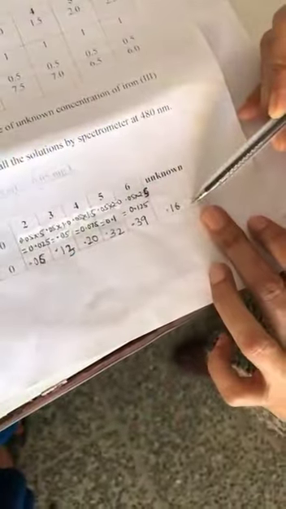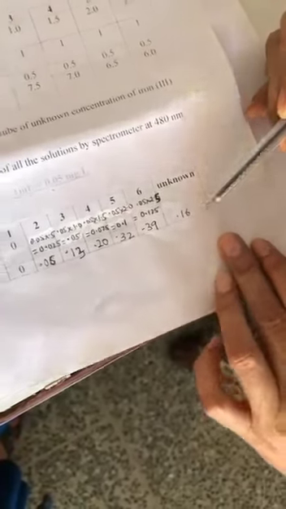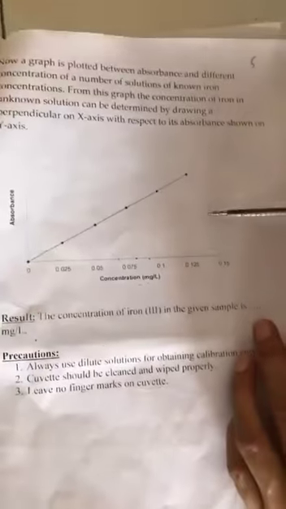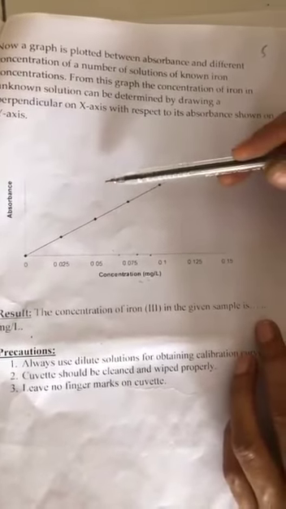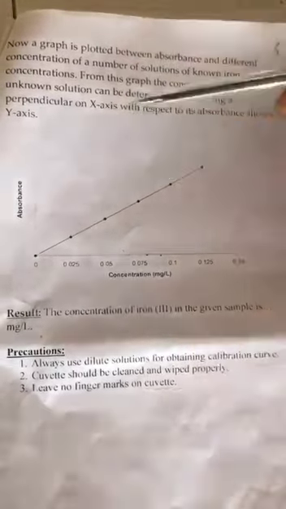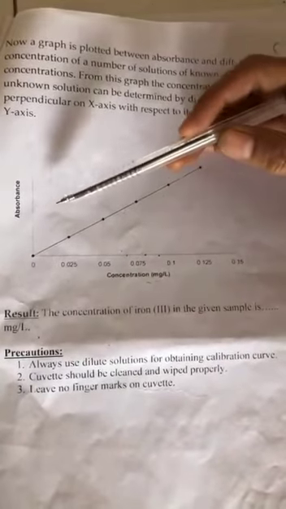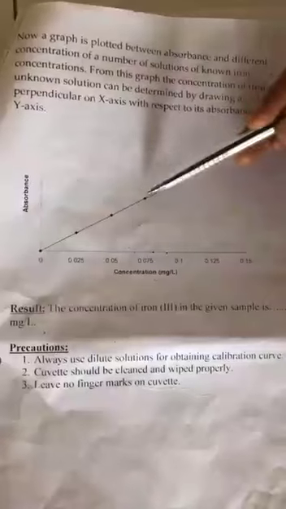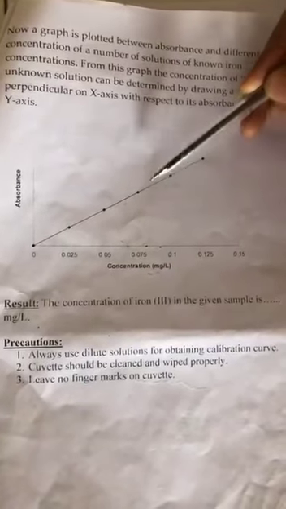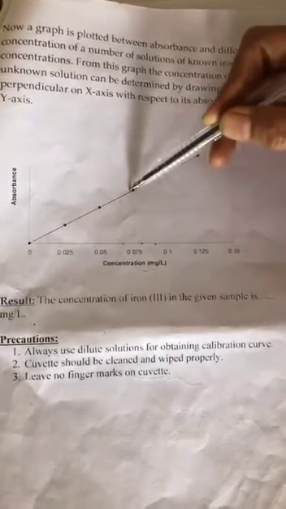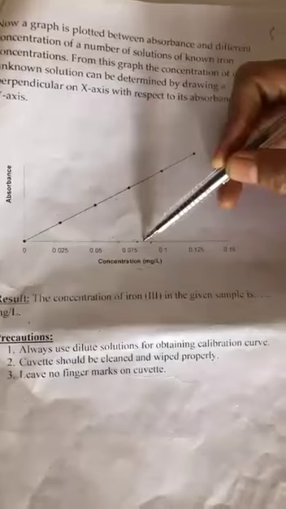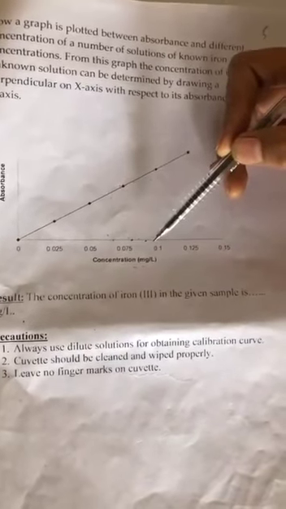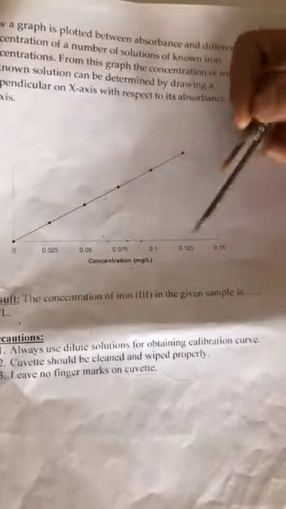With the help of the absorbance value of the unknown solution, we have to calculate the unknown concentration from the calibration graph. The point where that absorbance value intersects this line, from that point we have to draw a perpendicular on the concentration, which is on the x-axis. From that we have to calculate the unknown concentration with the help of a scale.